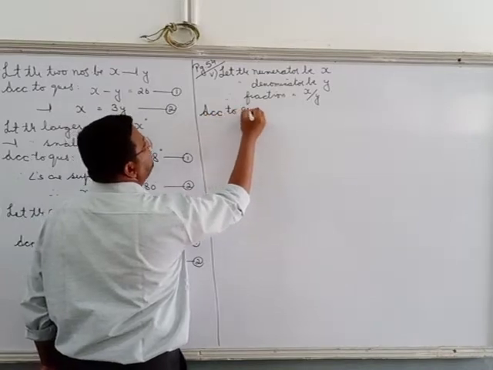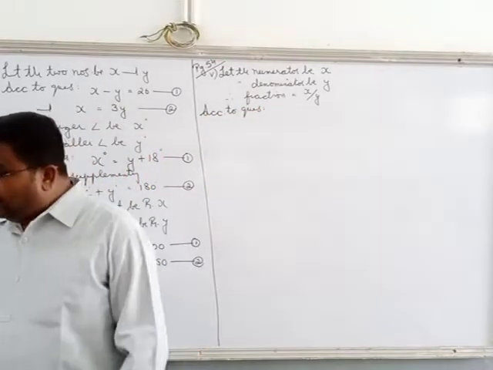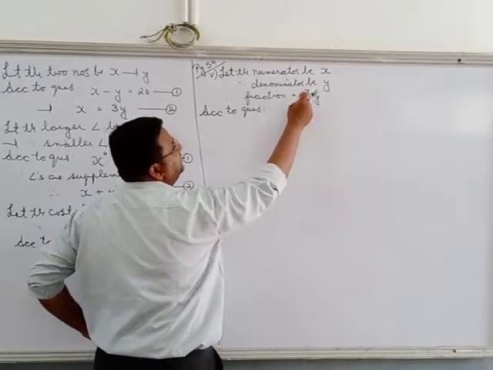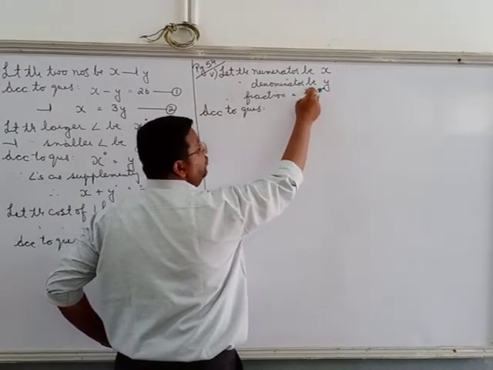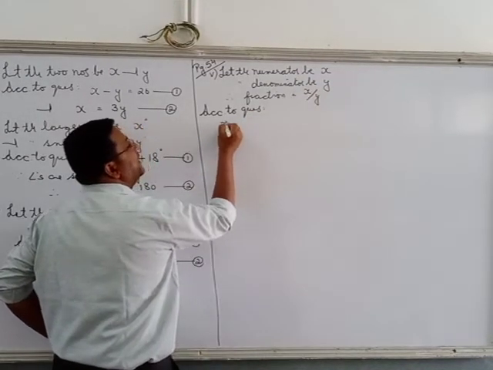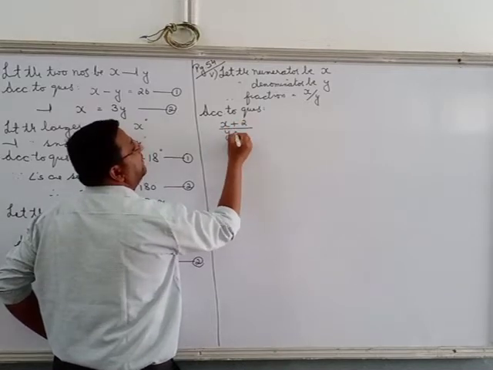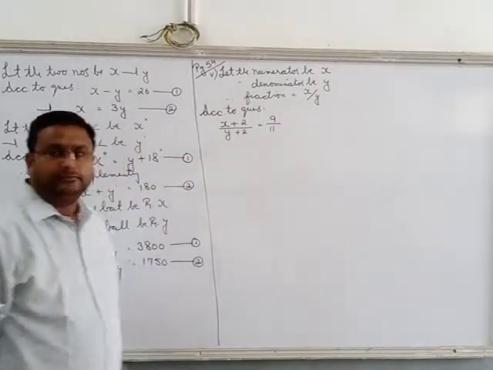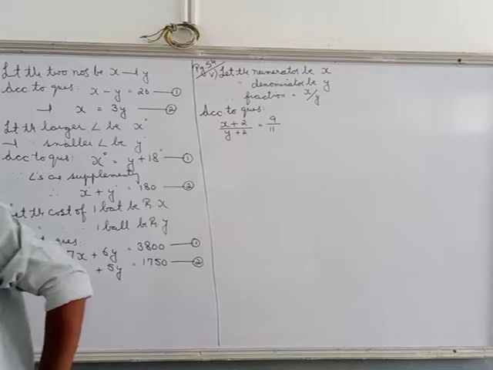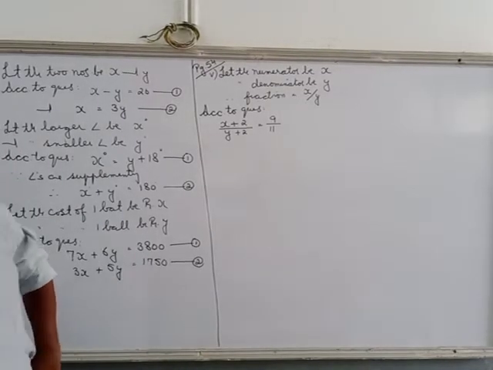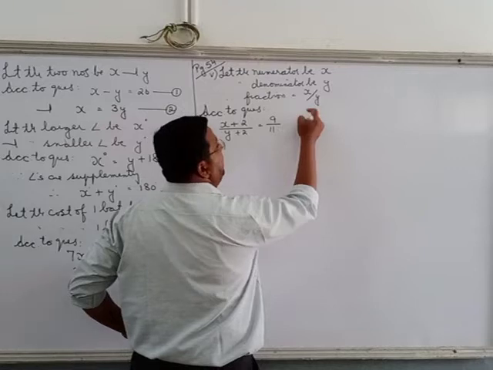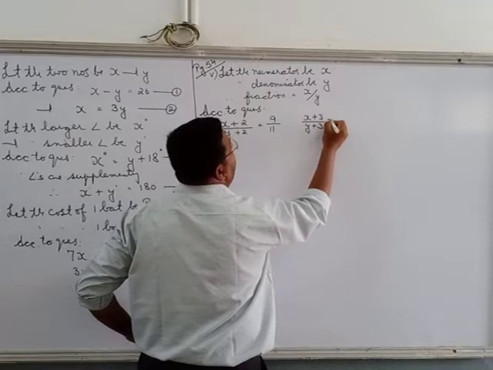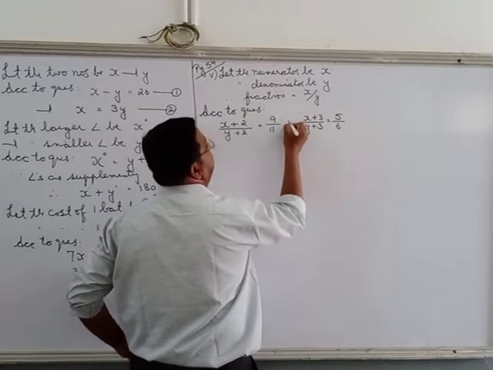According to the question, if 2 is added to both numerator and denominator, the fraction becomes 9 by 11. That means (x plus 2) upon (y plus 2) equals 9 by 11. Whereas in the second condition, if 3 is added to both numerator and denominator, the fraction becomes 5 by 6. That is, (x plus 3) upon (y plus 3) equals 5 by 6.